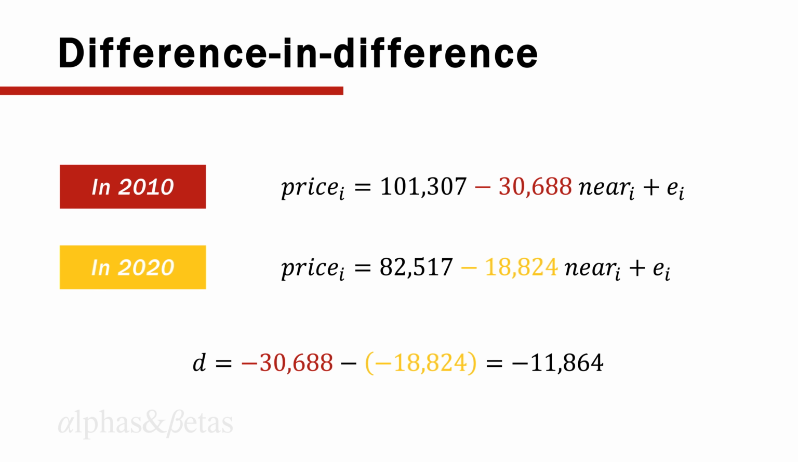Overall, we first regressed price on the near dummy using only data from before the construction of the incinerator. Then, we estimated the same regression using only data from after the construction. The difference between these coefficients is the difference in differences estimate.